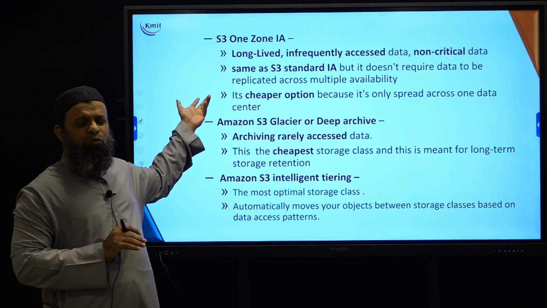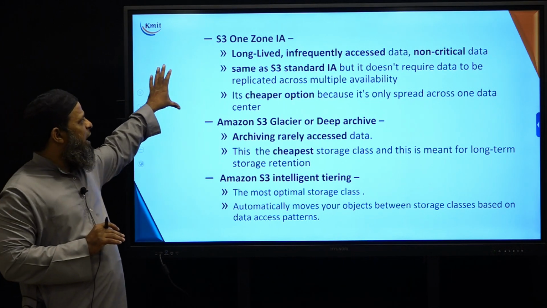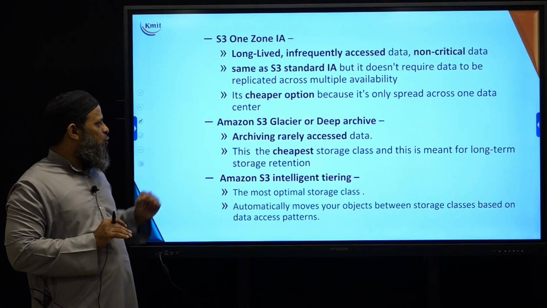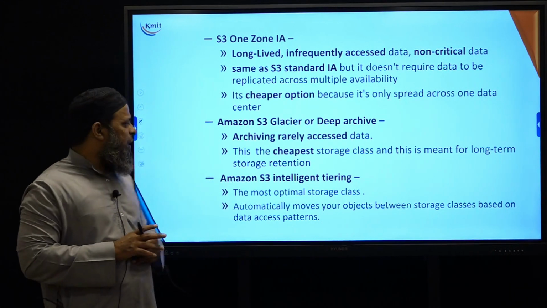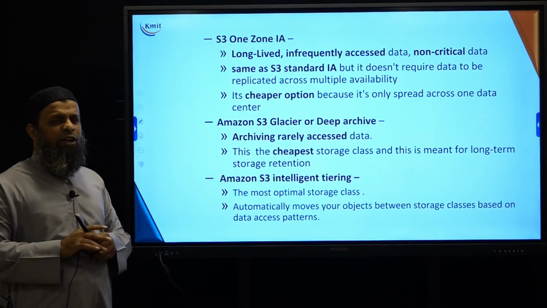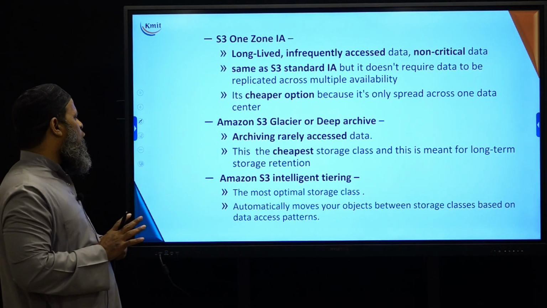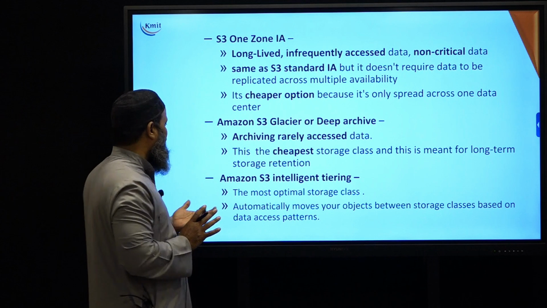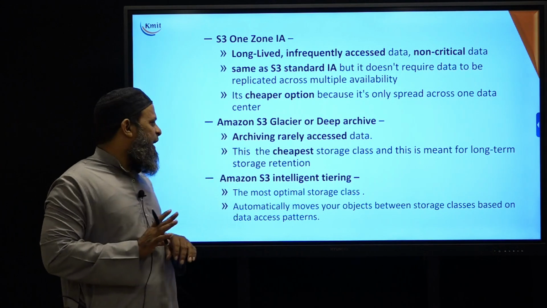So, infrequent access, where you do not want to access the data often and you want to keep it for storage, then we go for this S3 One Zone-IA storage class. Next is Amazon S3 Glacier or Deep Archive. Even this is for data which you are going to access very rarely and you want to store it for a longer retention period. This is the cheapest one because it is only going to store the data and keep it.